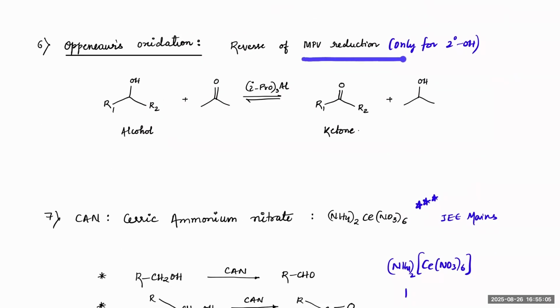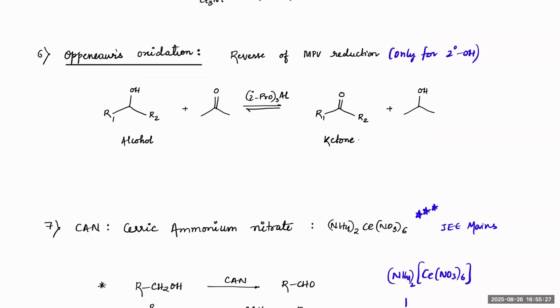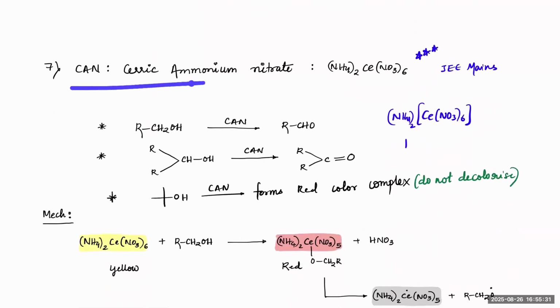So MPV reduction's exactly opposite reaction is Oppenauer's oxidation. If you take a reference alcohol and you're trying to convert that into a ketone, then it is an oxidation reaction, right? So in that case, you need to take this acetone in excess so that the reaction can go more in the forward direction, and hence this is called Oppenauer's oxidation. This is a very important reaction. This is a lab reaction as well.